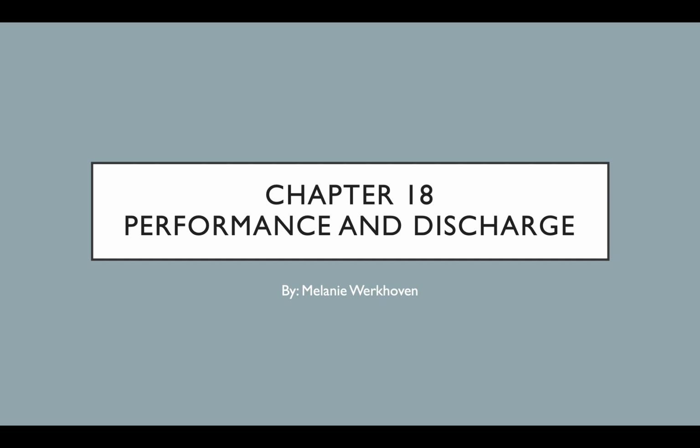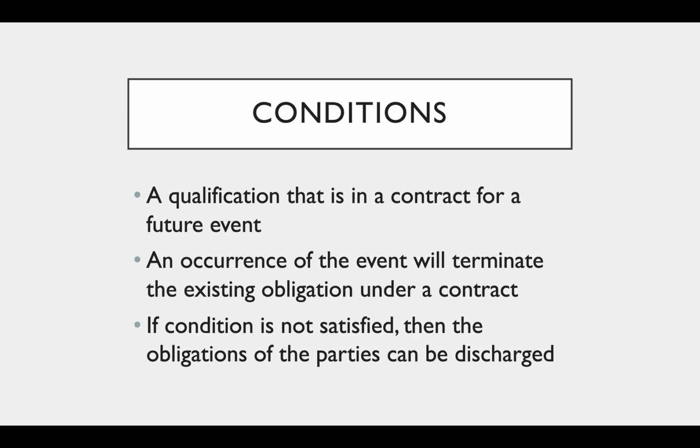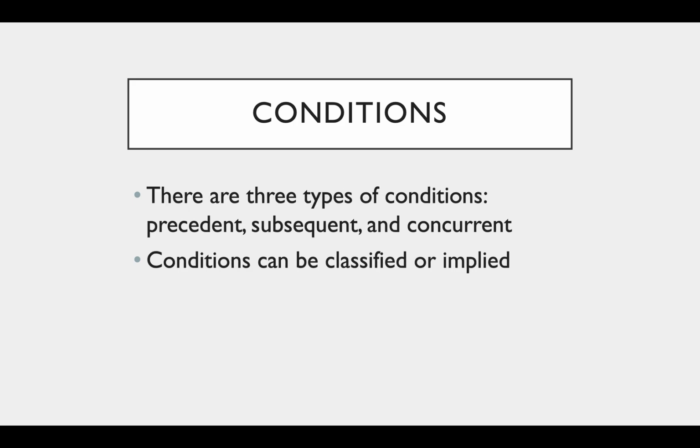Chapter 18, Performance and Discharge. There are a few parts to this chapter, but the first one is conditions. A qualification that is in a contract for a future event. An occurrence of the event will terminate the existing obligation under a contract. If a condition is not satisfied, then the obligations of the party can be discharged.